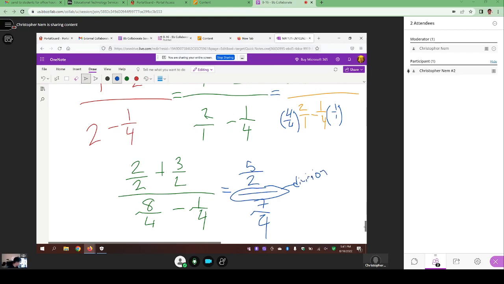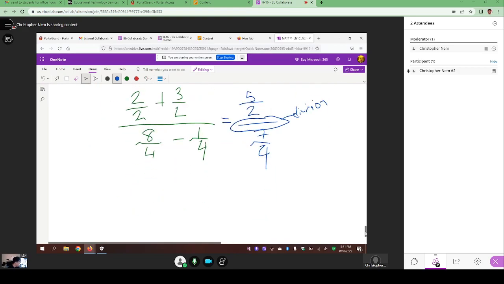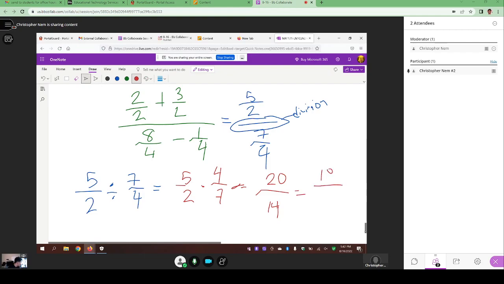Oh, my handwriting is getting sloppier. It is division. So I can write this as 5 over 2 divided by 7 over 4, which is the exact same thing as saying 5 over 2, keep change flip, times, reciprocate it, 4 over 7, which will give us 20 over 14. Now, of course, we can simplify that into 10 over 7, but that's another day. I don't feel like talking about simplifying just yet.